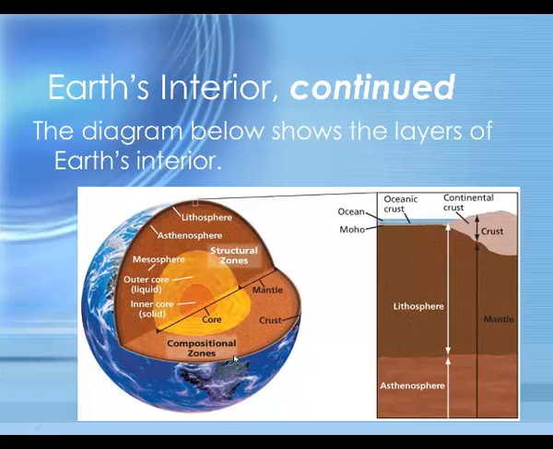So this diagram is found inside your notes. It shows exactly what we just talked about. So it shows the crust, and the crust is part of the lithosphere along with the upper portion of the mantle. The asthenosphere is right below the lithosphere, and remember the asthenosphere causes the lithosphere to move. Below the asthenosphere is the mesosphere, and then the liquid outer core, and then the solid inner core. So those are the parts of our planet, the structural and compositional layers of our planet.